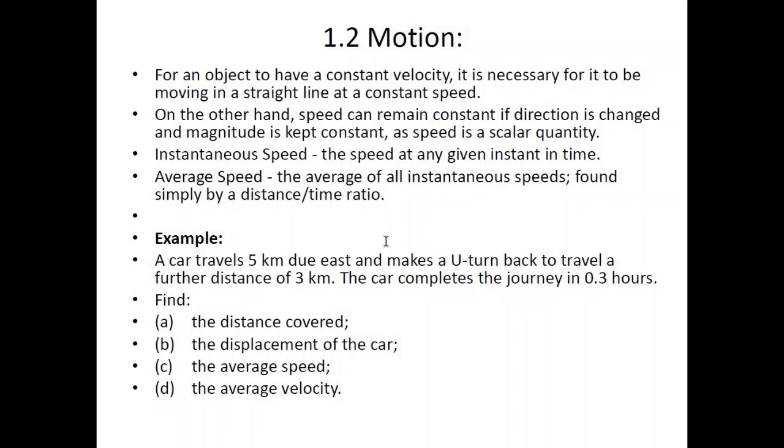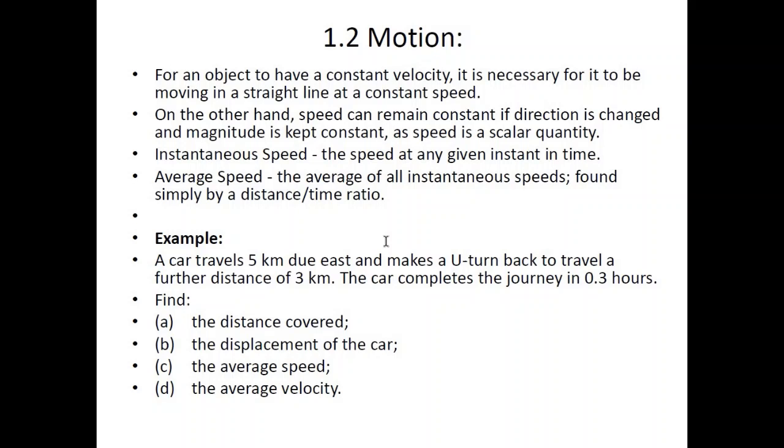Now let's look at an example. A car travels 5 kilometers due east and makes a U-turn back to travel a further distance of 3 kilometers. The car completes the journey in 0.3 hours. Find the distance covered. So for finding the distance covered, we simply add all the distances. So 5 kilometers plus 3 kilometers, without paying any attention to the direction, we get 8 kilometers in total.